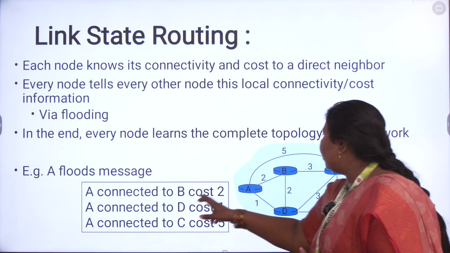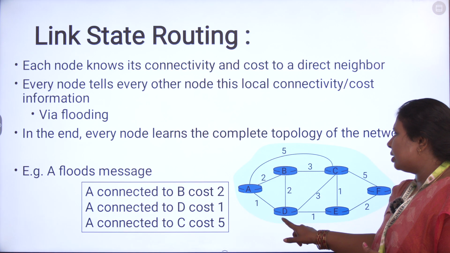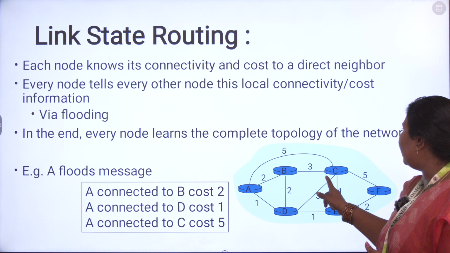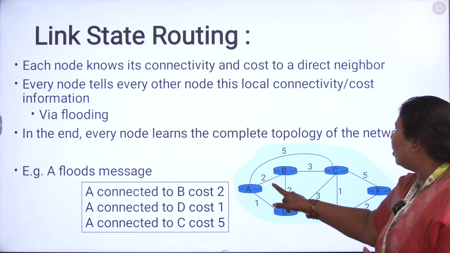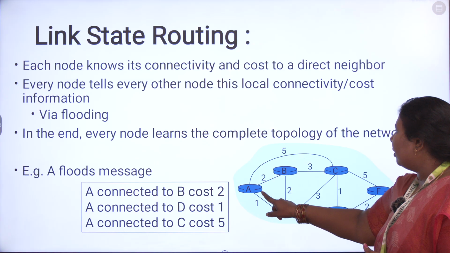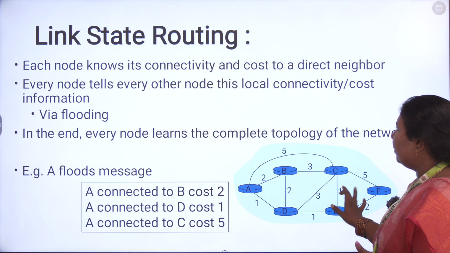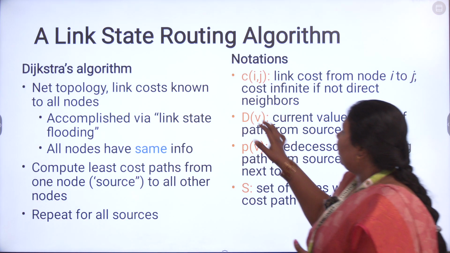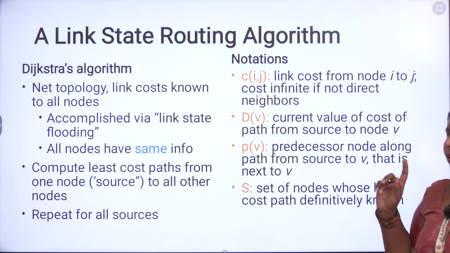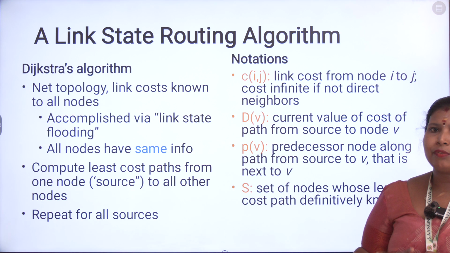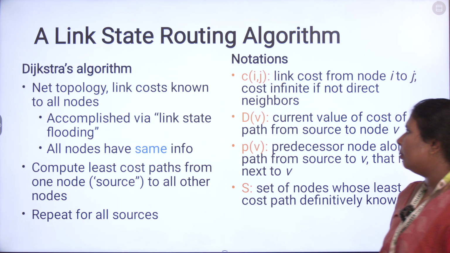Okay, A is connected to B with a cost of 2, and A is connected to D with a cost of 1, A is connected to C with a cost of 5. This path is also possible, it is also 5, but the direct connection from A to C is 5. That's why they are indicating 5. Similarly, for link state routing, you are using Dijkstra's algorithm. In distance vector routing, you are using the Bellman-Ford algorithm, but in link state routing, you are using Dijkstra's algorithm.